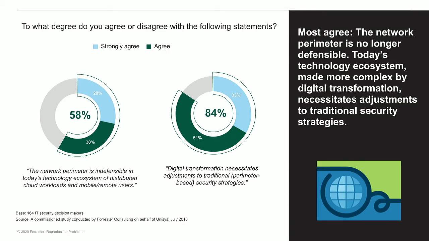And then on the other side, we asked organizations that want to digitally transform, which all of us do, whether digital transformation necessitates an adjustment to that traditional perimeter-based security strategy. 84% of the people we talked to said yes. So that's almost 9 out of 10, 8 out of 10 folks who said flat out, if we're going to be digital, if we're going to transform, if we're going to live in a more cloudy world, more BYOD, bigger, better, faster, we have to change the way that we do security, because the network perimeter is no longer defensible. Today's technology ecosystem is more complex, and digital transformation requires an adjustment to that strategy.